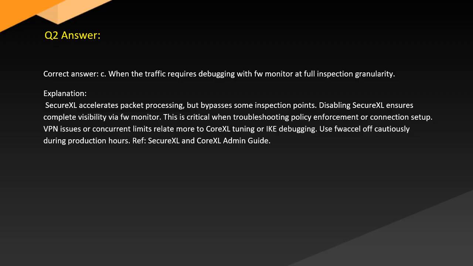Answer. Correct answer: C. When the traffic requires debugging with fw monitor at full inspection granularity. Explanation. SecureXL accelerates packet processing but bypasses some inspection points. Disabling SecureXL ensures complete visibility in fw monitor. This is critical when troubleshooting policy enforcement or connection setup. VPN issues or concurrent limits relate more to CoreXL tuning or debugging. Use SecureXL cautiously during production hours. Reference: SecureXL and CoreXL Administration Guide.